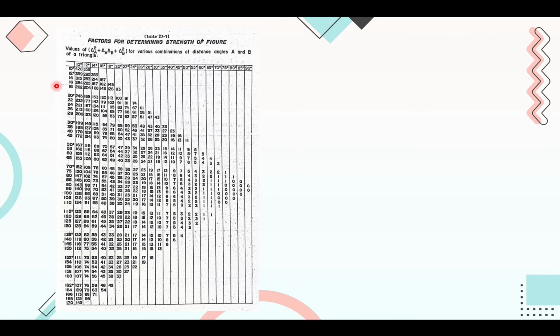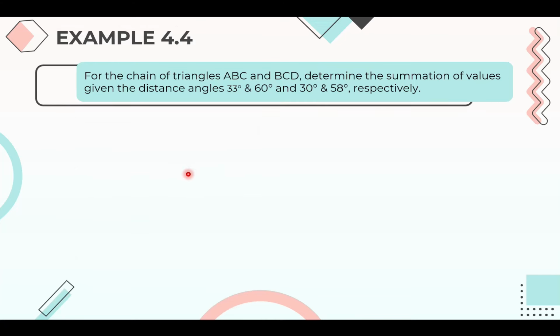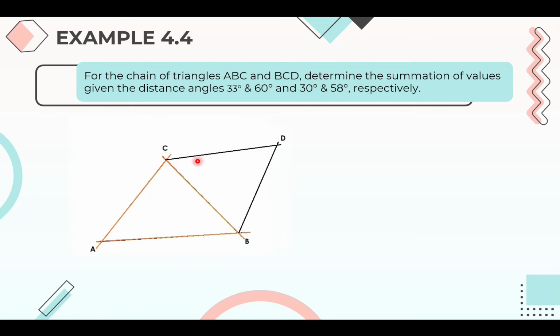So the first method is solving it using our table. So these values here are the values of the summation term. First example, for the chain of triangles ABC and BCD, determine the summation of values given the distance angles 33 degrees and 60 degrees and 30 degrees and 58 degrees respectively. These are the angles for ABC and these are the angles for BCD.